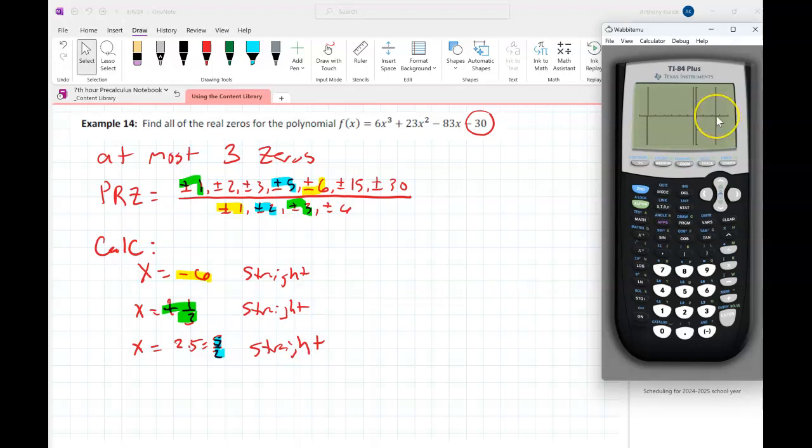The same thing with this 2.5. Could this have been like 2.4? Sure, I just estimated it. I don't know for sure that's what it is. Now, looking at this, I'm pretty confident that it's 2.5 because it's on the list. It's something close to it. But I'm still making an estimate. I don't know that for sure.